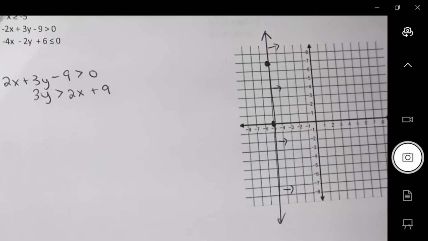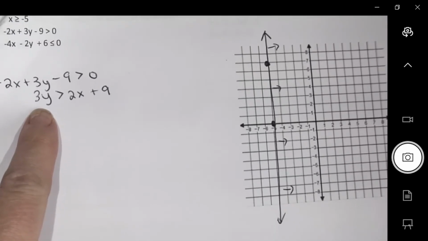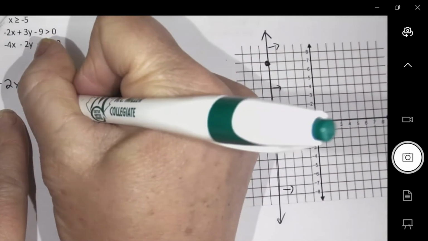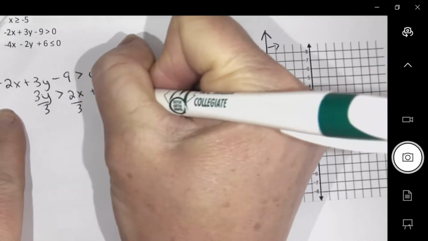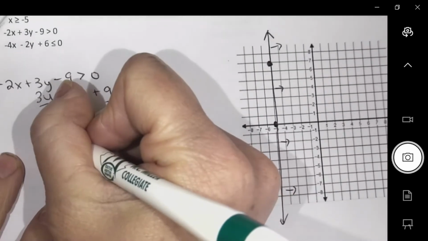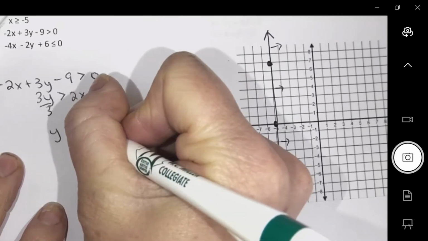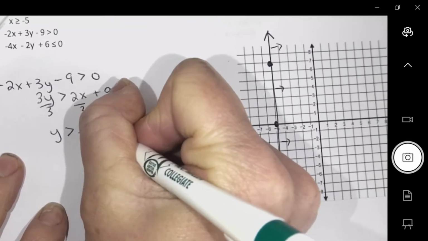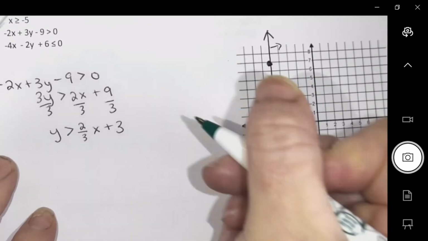Are you okay with my algebra? I just rearranged to be y equals mx plus b, kind of in that line. How do I get y alone? I'm going to divide by 3. But if I do that divided by 3, I have to do everything divided by 3. So y is greater than 2/3 x plus 3.